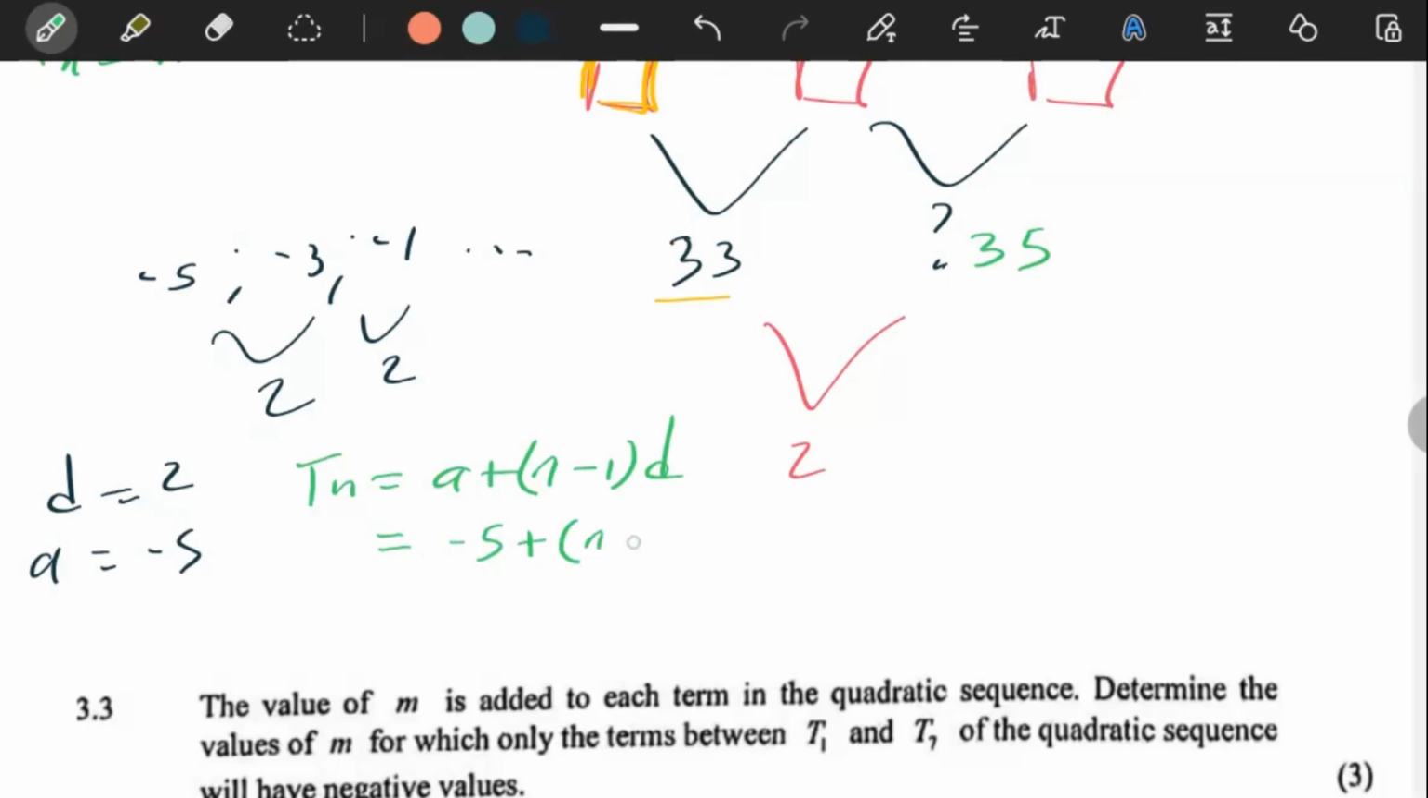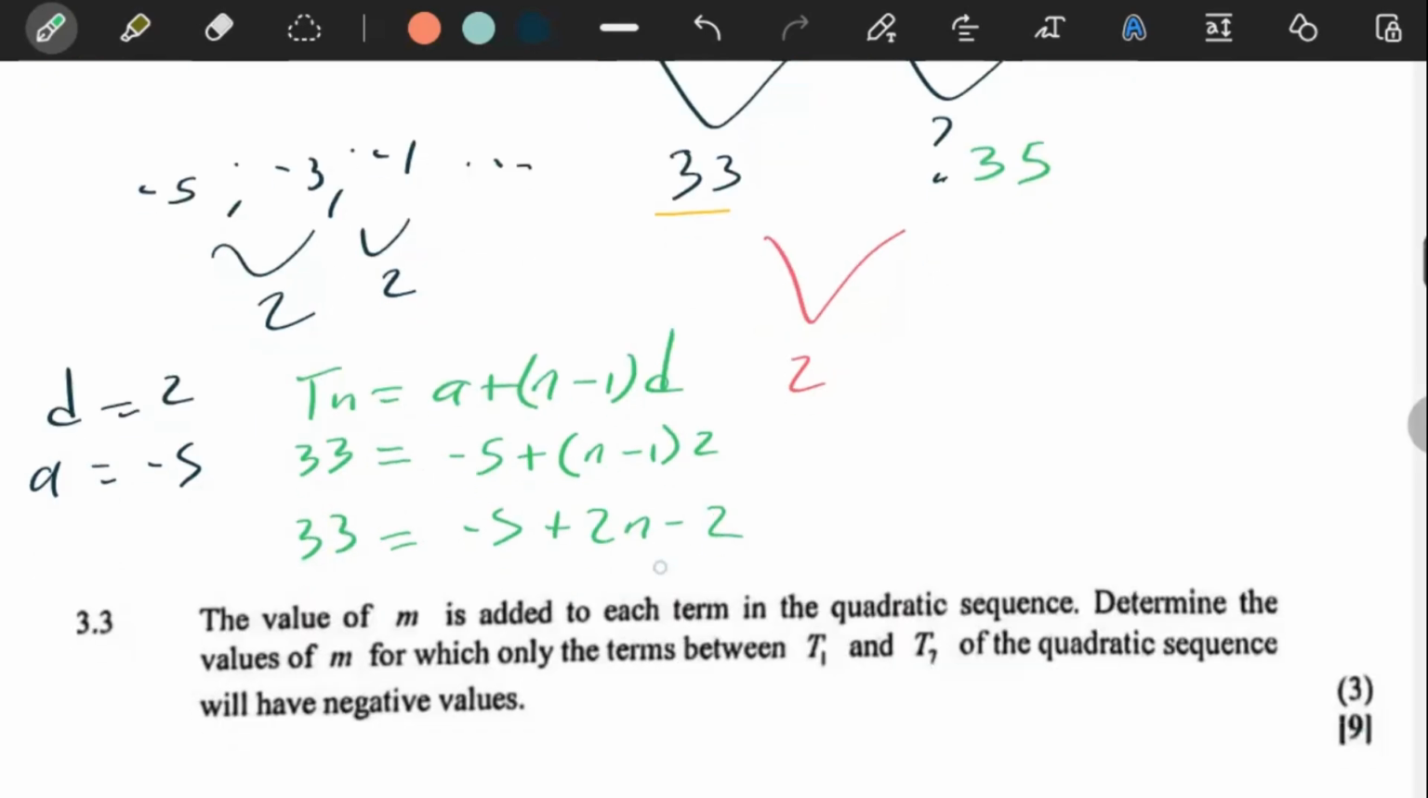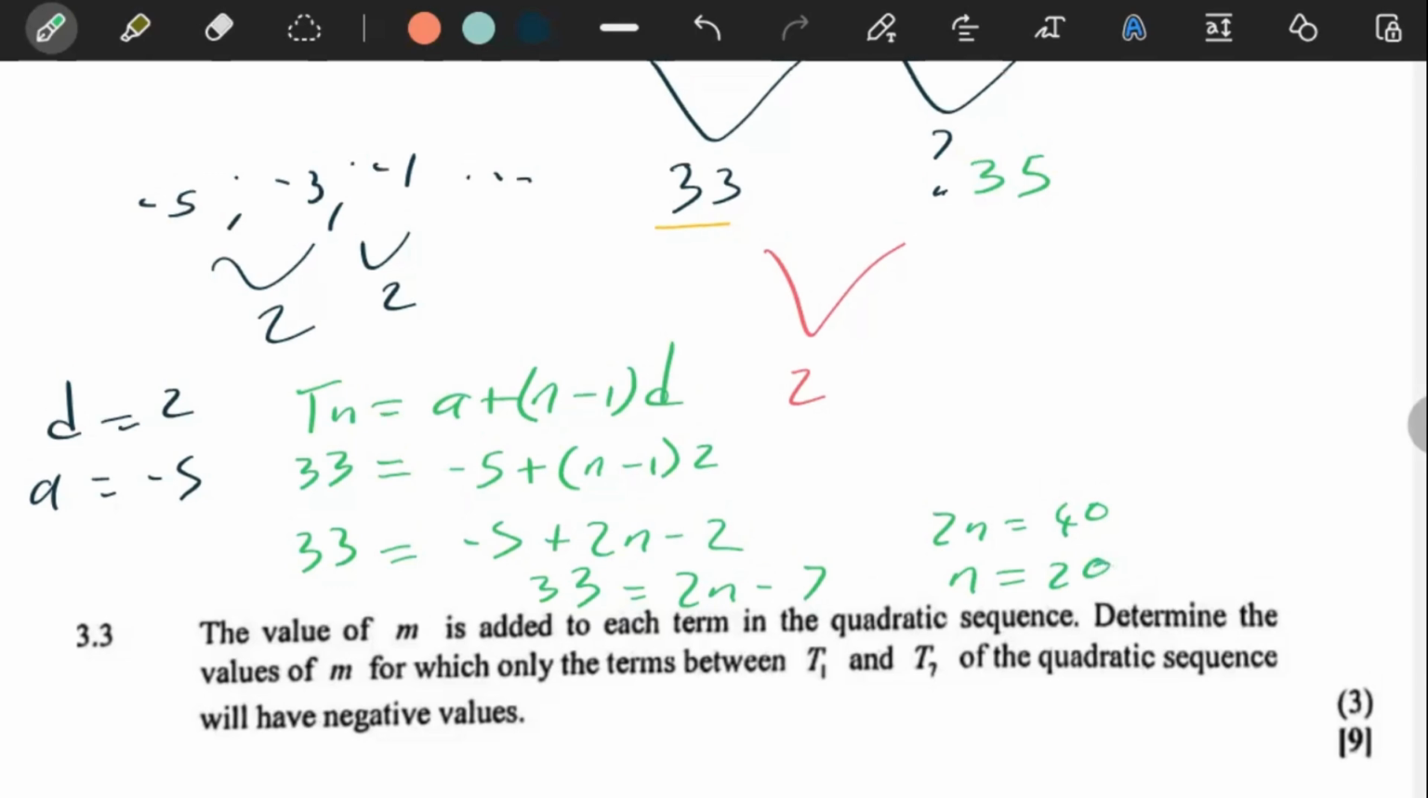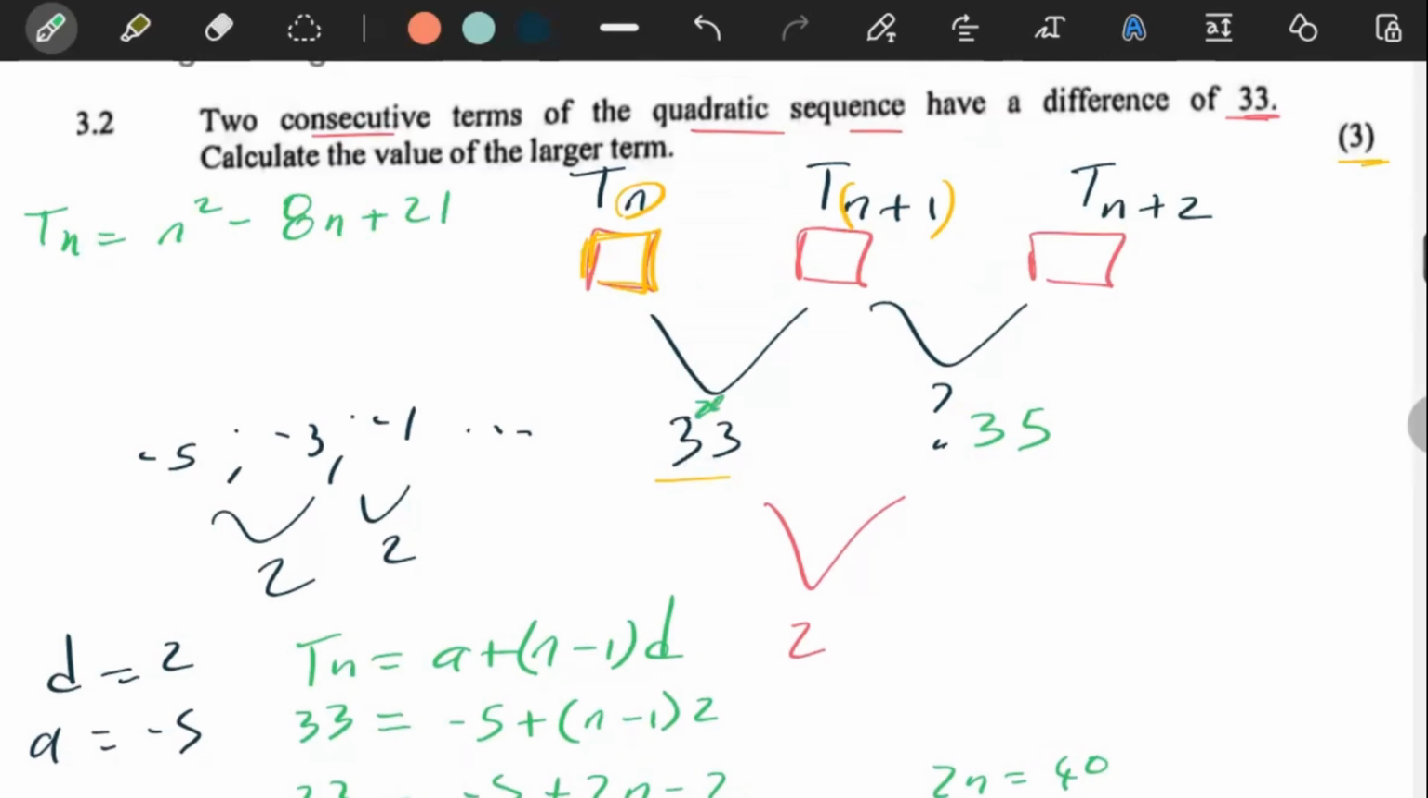And we don't know. D is 2. Tn is 33. Let's see the position of 33. So we have negative 5 plus 2n minus 2, and then 33. 2n minus 7 is what we have there, and then negative 7 goes to the other side. That's going to be 2n is equal to 40. Divide both sides by 2, n is going to be equal to 20. Okay, fine. So all this being said, you know that this is in position 20.